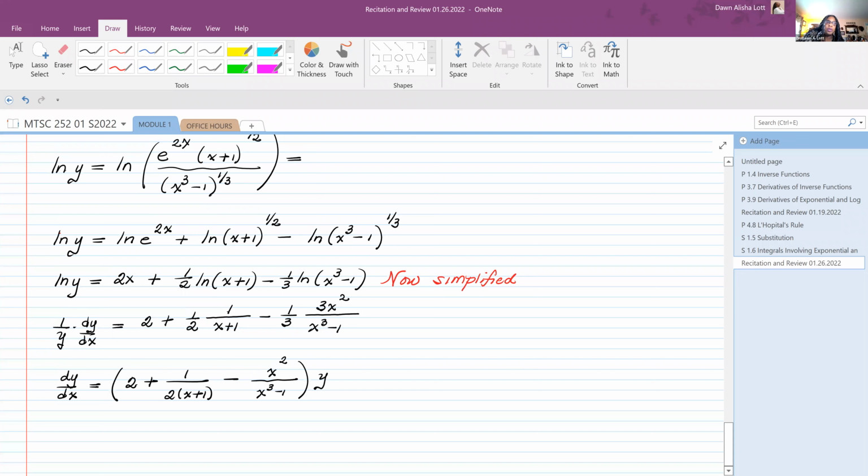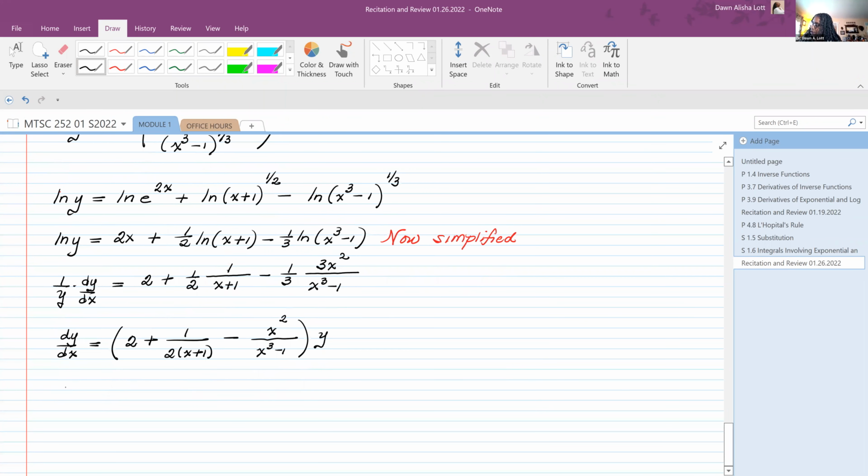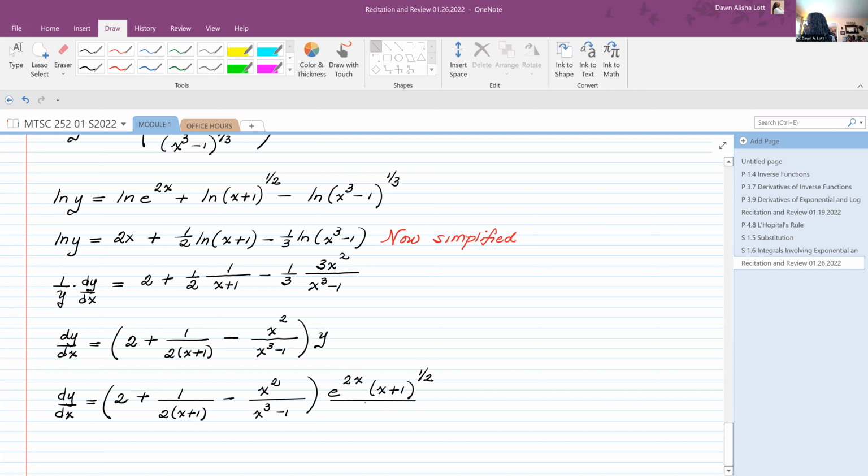And so you just put the original y back in. So now I get dy dx is 2 plus 1 over 2 times x plus 1 minus x squared over x cubed minus 1, times y, which was e to the 2x times x plus 1 to the 1/2 power, and then you have to divide by x cubed minus 1 to the 1/3 power. And that's it.